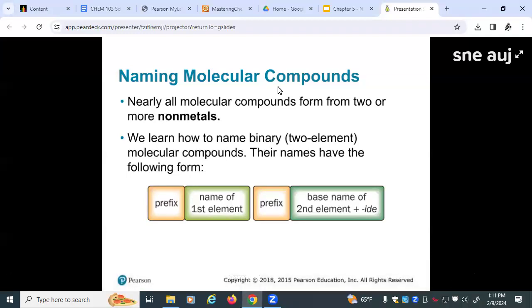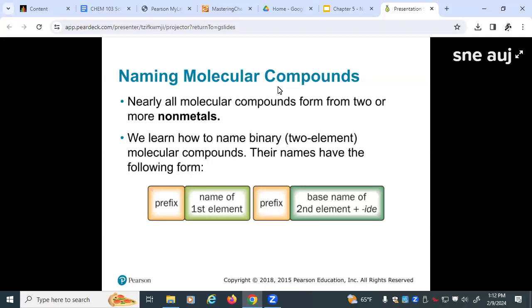So we are moving on. We're moving on from ionic compounds to molecular compounds. Now, inside molecular compounds, there are two different kinds of subgroups, let's say. And we're going to talk about both today.